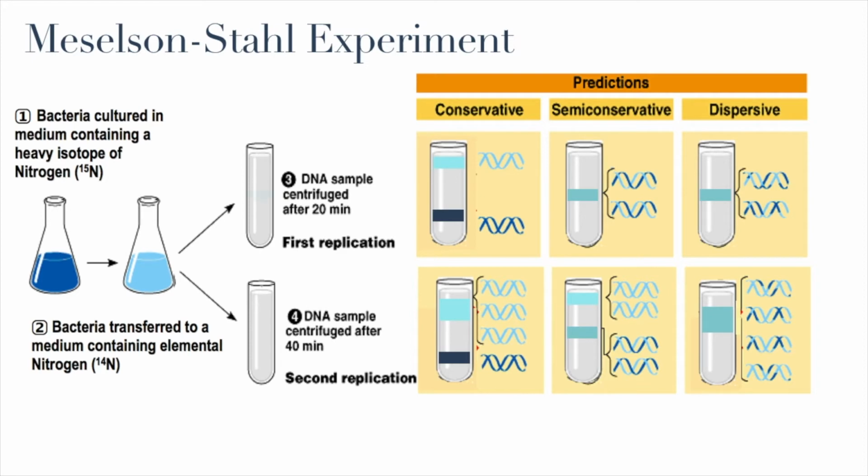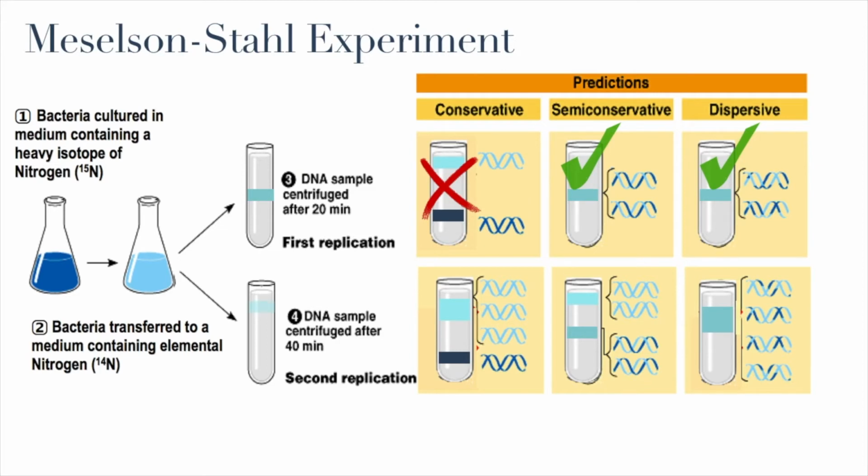After the first replication, the results showed a single bar in the middle. So right away, they could eliminate conservative replication as a possibility. And both semi-conservative and dispersive were possible solutions or possible conclusions to the experiment. So another experiment was needed, and that's when they did the second replication.